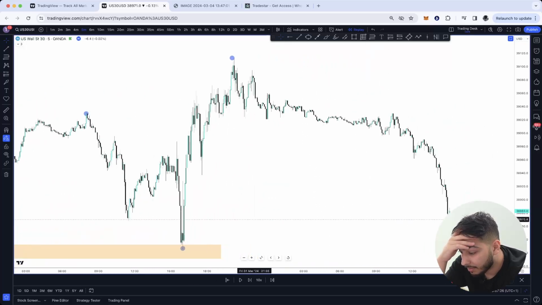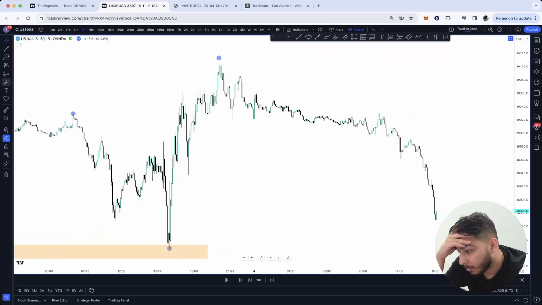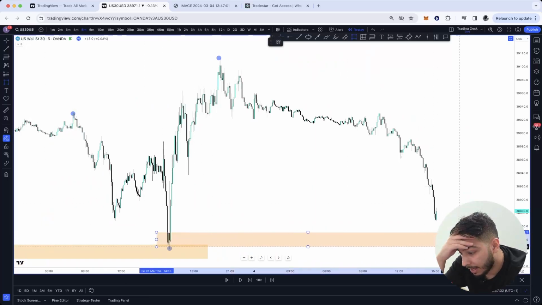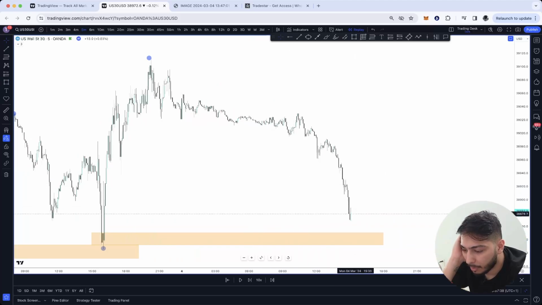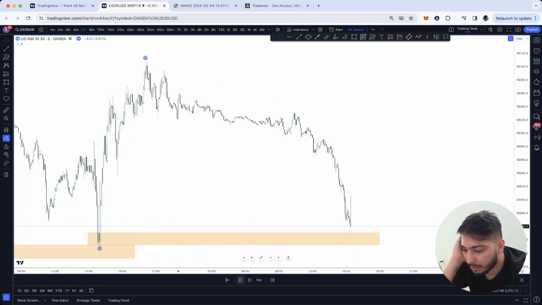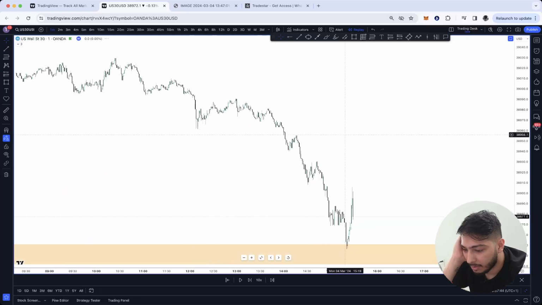But I came up to this very last one. And when I came up to this very last one, I was just like, hey, this is that last specific movement down before price really shot up. So as price came closer to this, I scaled down to the 1 minute.